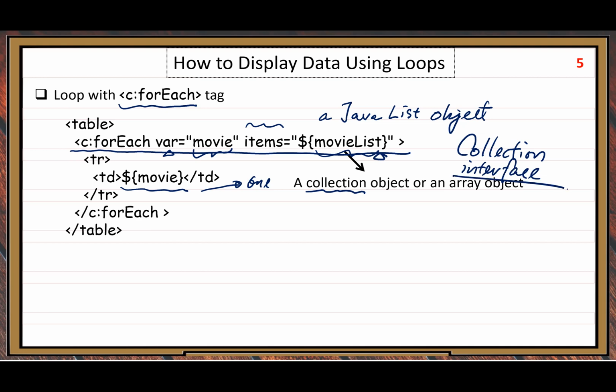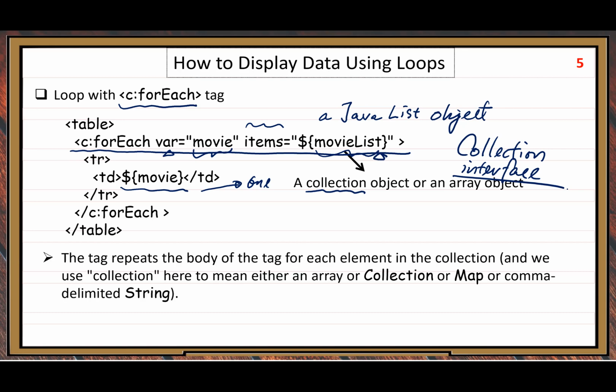Capital Collection interface, and these objects all implement that Collection interface. So we call them collection objects. We know super interface, sub interface. This Collection is the super interface for all these collection type objects.